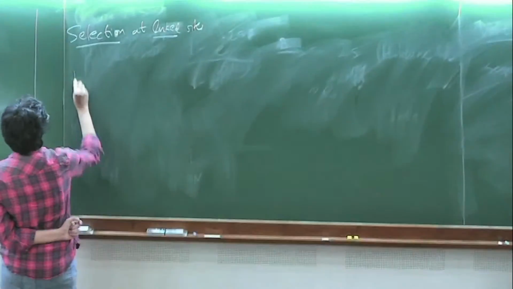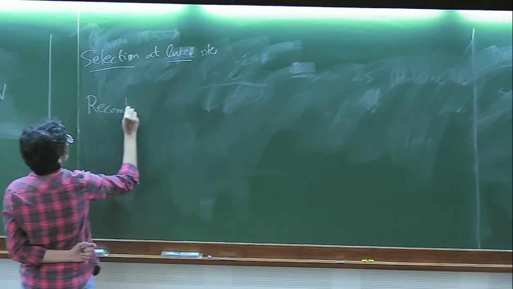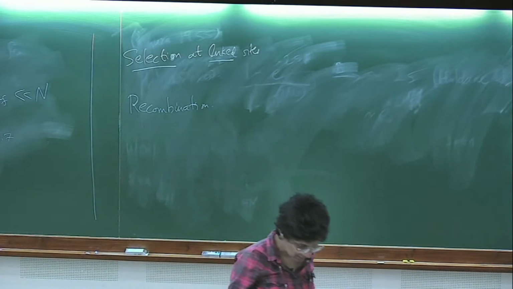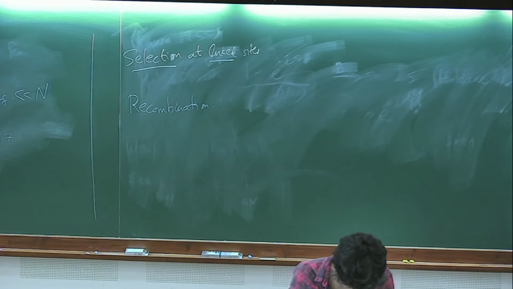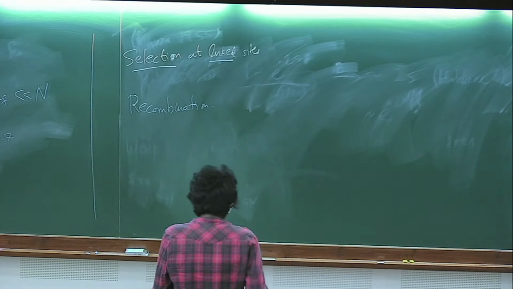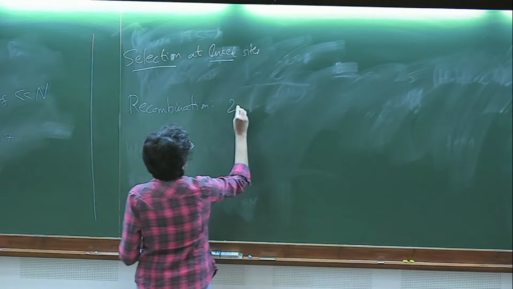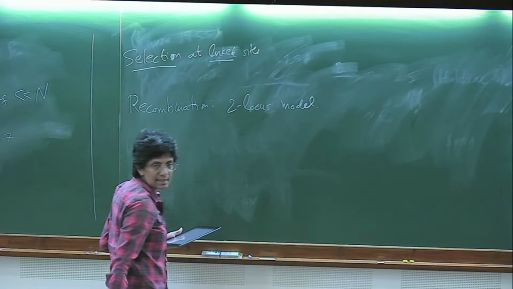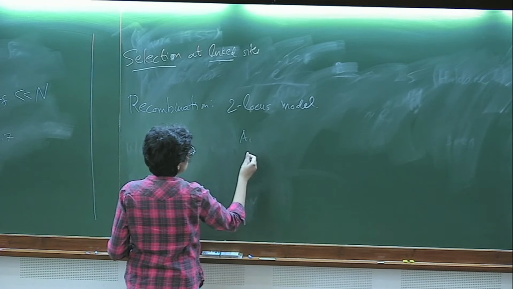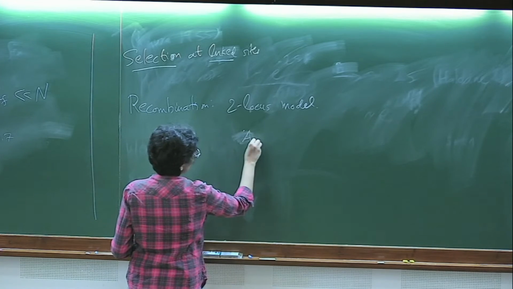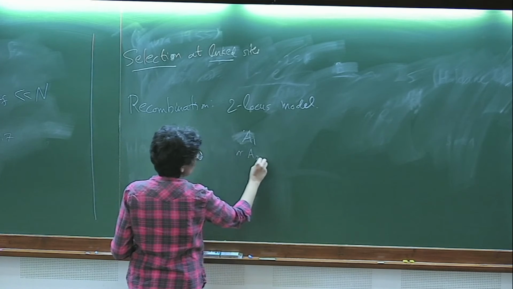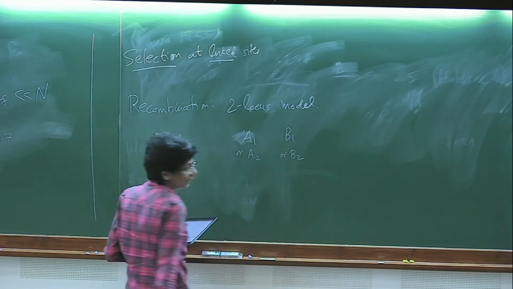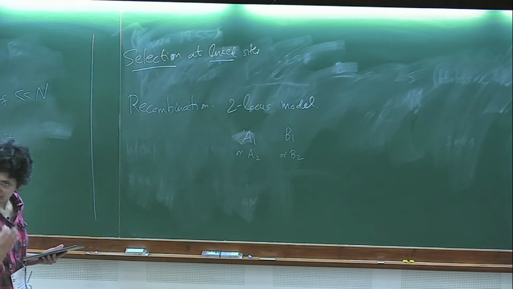So let's talk about a simple model with recombination. You guys are, of course, experts, so I will say very simple stuff about recombination. Okay? I'm thinking of a two-locus model. Again, two alleles at each site. So I have two sites, and the first site can have A1 or A2, as we have been doing so far. And the second site can also have a B1 or B2 allele. Okay? A is for the first site, B is for the second site.